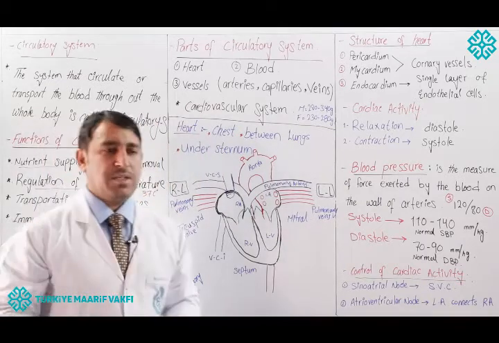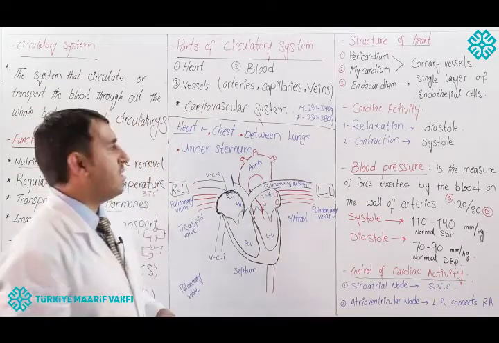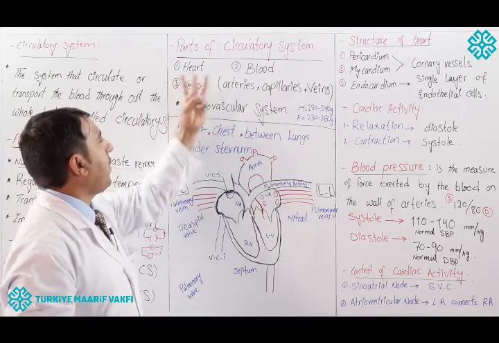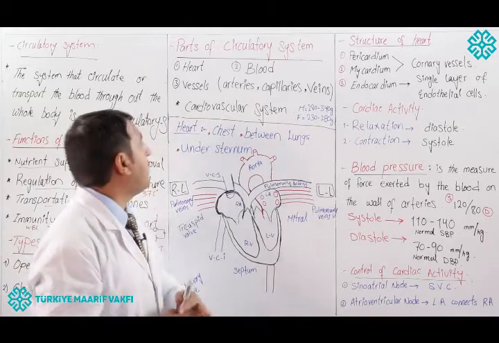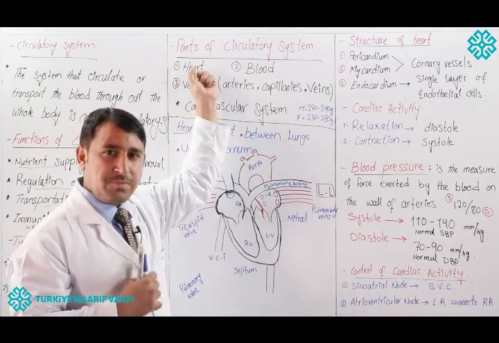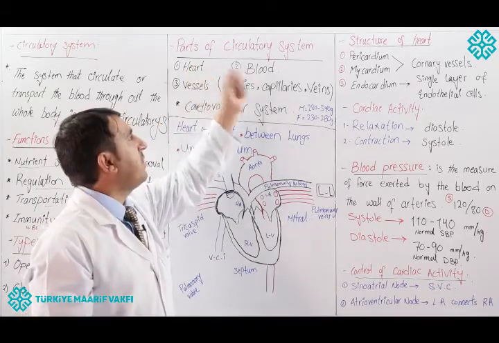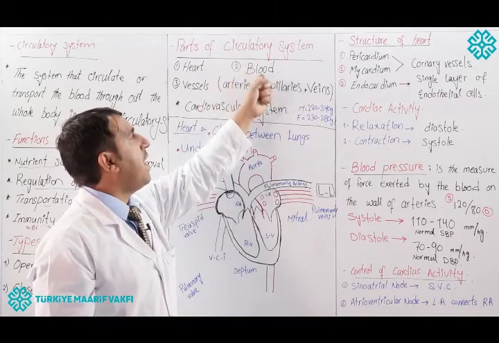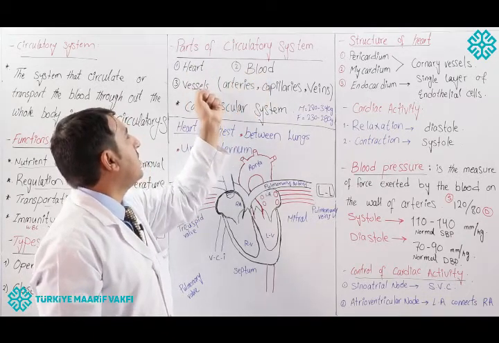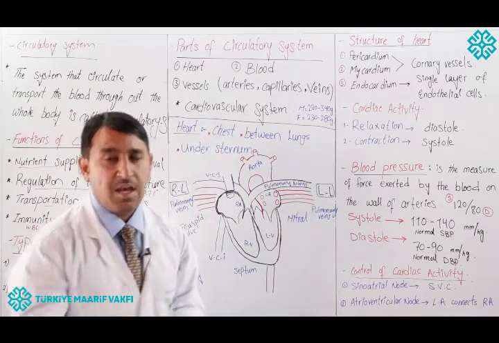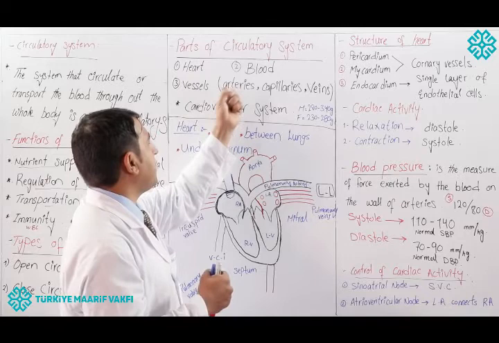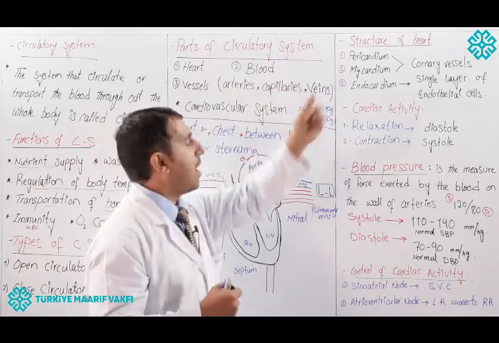After that, the parts. Which parts does this system consist of? This system consists of three parts. The first one is the heart, the main organ of this system. The second part is blood, and the third part is vessels. We have three types of vessels in this system: arteries, capillaries, and veins.